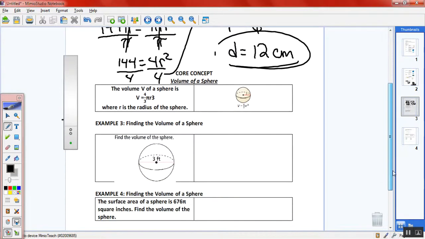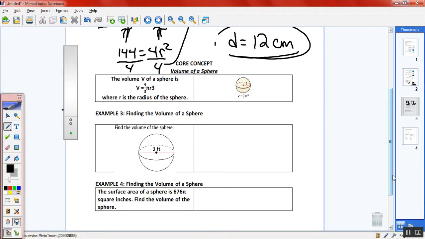4/3 pi r. Yep, and I kind of screwed this up. I'm going to rewrite this. It should be volume. You can maybe see it better down here, but volume is equal to 4/3 pi r cubed. Now, I want you to be careful punching this one in. Okay? I want you to be very careful punching this in.